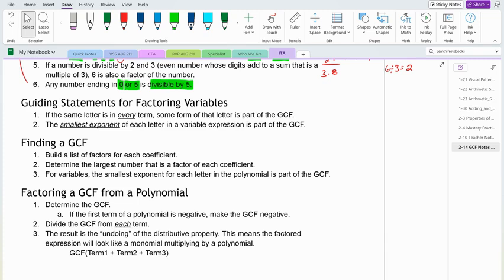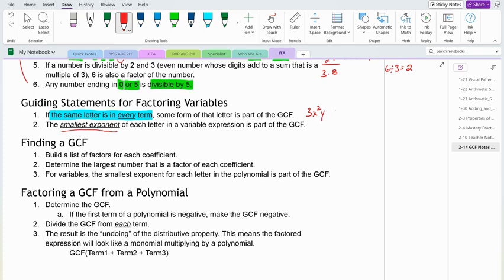Okay, some guiding statements for factoring variables. When you look at terms, we need to see the same letter in every term. I've got that written here. If the same letter is in every term, some form of that letter is part of the GCF, the greatest common factor. Now, the next one is the important part. The smallest exponent of each letter in a variable expression is part of the GCF. So let's take 1 minute, maybe less, to talk about that.